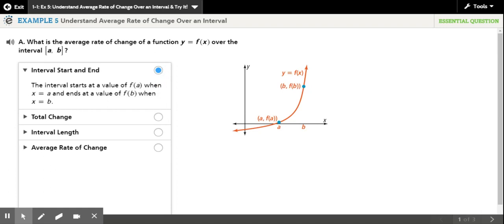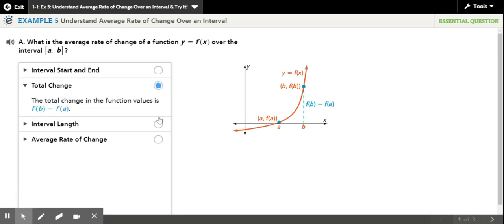the first thing you're going to do is figure out what are the ordered pairs. So if it's asking for x values of a and b, you need to figure out what is f of a, which would be like your y value. The next thing you're going to figure out is what's the total change. So that's just the change in the y value of the b function compared to the value of the a function.